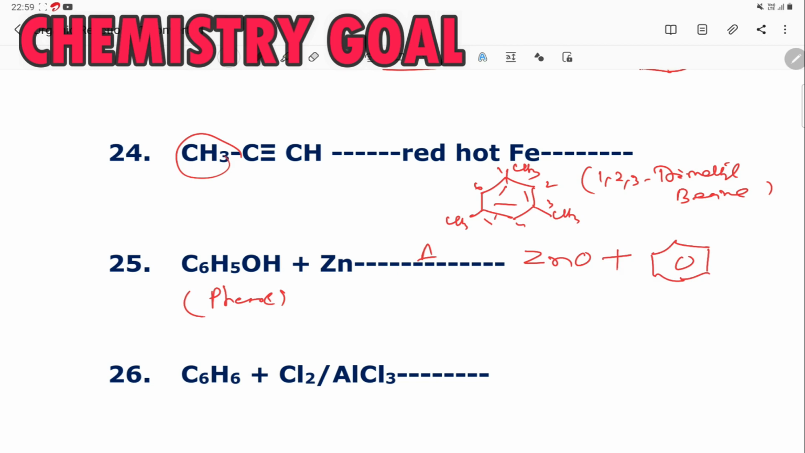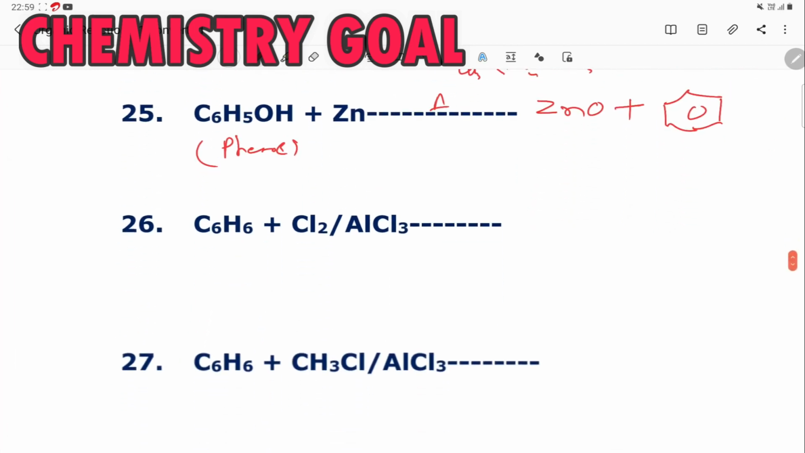Okay. Then next is 26. When benzene reacts with chlorine and aluminum chloride, this reaction is an electrophilic substitution reaction. Here the electrophile is Cl+. The main product is chlorobenzene.